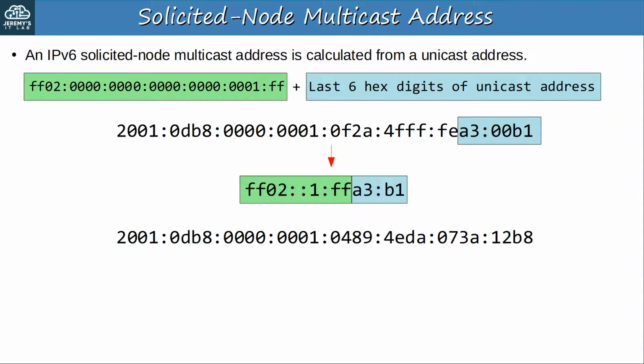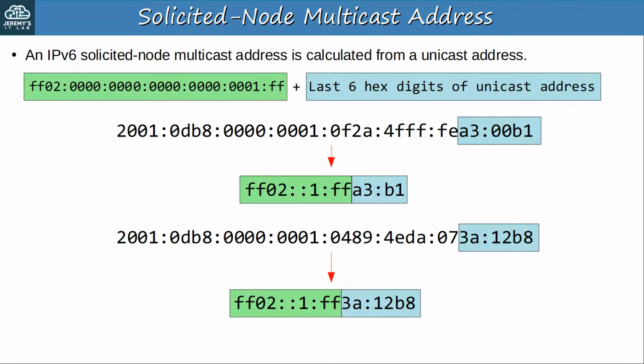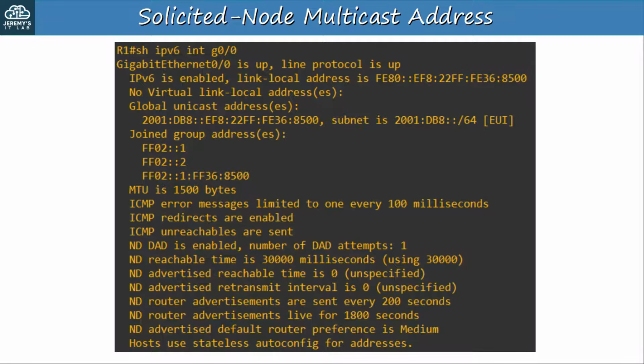Okay, let's check. These are the last 6 digits. Add ff02:1:ff to them, and you get the answer. I showed you this output in the previous video when talking about IPv6 multicast addresses. I pointed out that routers join the ff02:1 and :2 multicast groups by default.